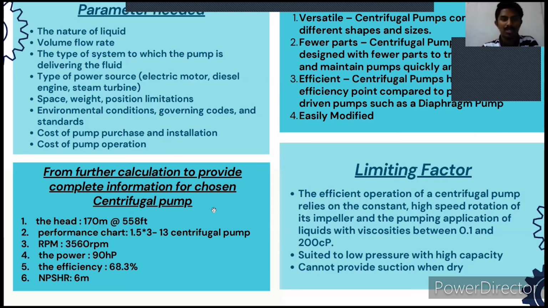So the first step is to find the volume flow rate of methanol, and the value obtained is 0.0287 meter cube per second or 455 gallons per minute. Secondly, we found the total head using the general energy equation, and the value we obtained is 170 meter or 558 feet. By the way, to form the general energy equation, a few assumptions were made.